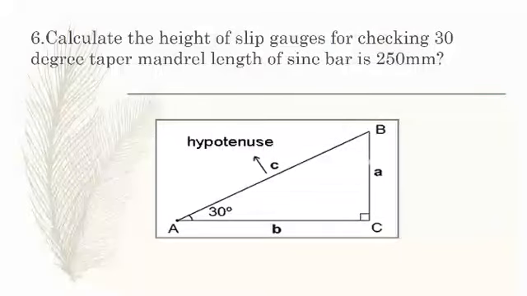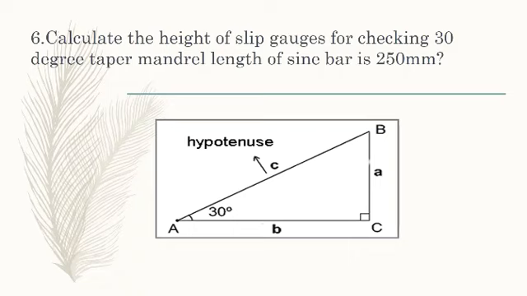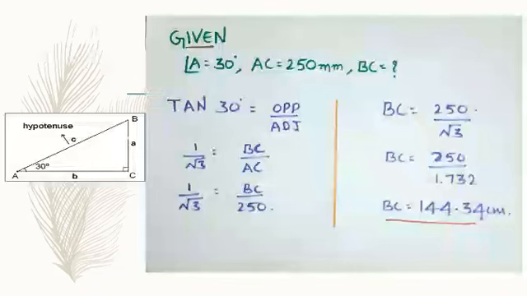My sixth problem is calculate height of slip gauge for checking 30 degree taper mandrel. Length of sine bar is 250 mm. See, this angle made by the height slip gauge is 30 degree. We have to calculate length of the mandrel. So let us see how it is. What is all given? Angle A is 30 degree. AC is 250 mm. We have to calculate BC, that is height of the triangle.